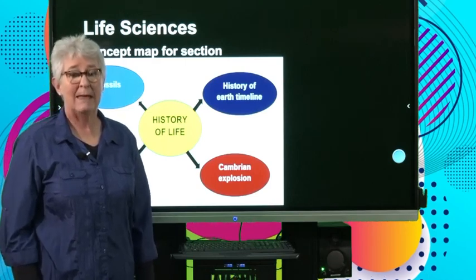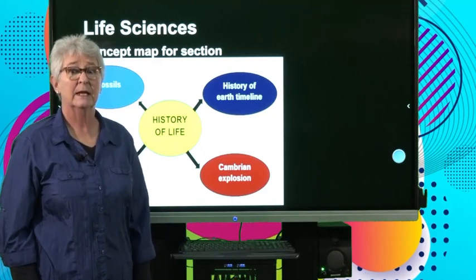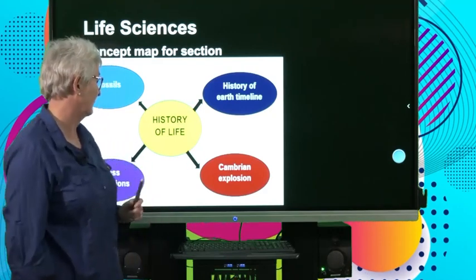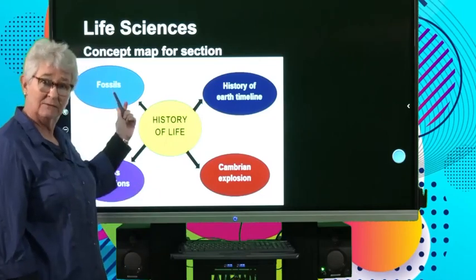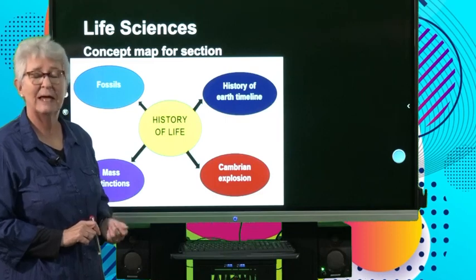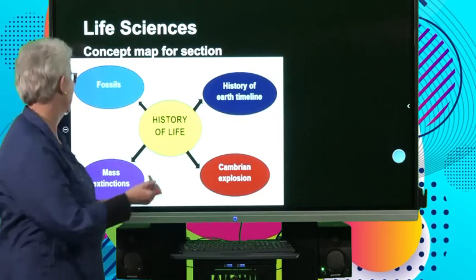The map for the lesson is part of the map for the section. If we look at the map for the section, we looked at fossils, we looked at the timeline of the history of the Earth, and we're now going to be looking at the Cambrian Explosion, which is how the wide variety of animals on Earth came into being.